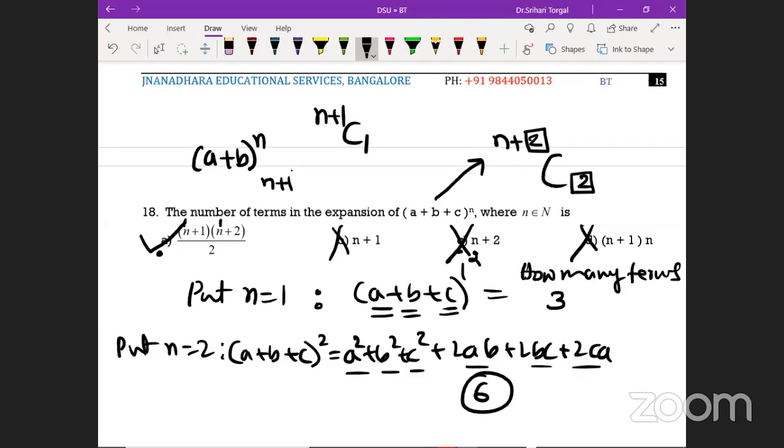Correct? Is that right? Yeah, n plus 1 C1. Answer for this is n plus 1. n plus 2 C2. If you have 3 terms, right here 2 and 2. If you have only 2 terms, then write 1 and 1. Right?